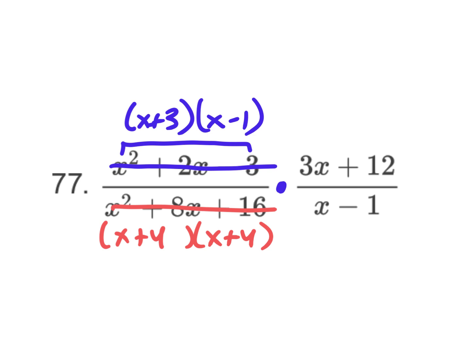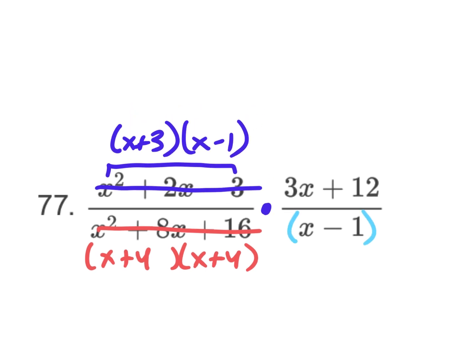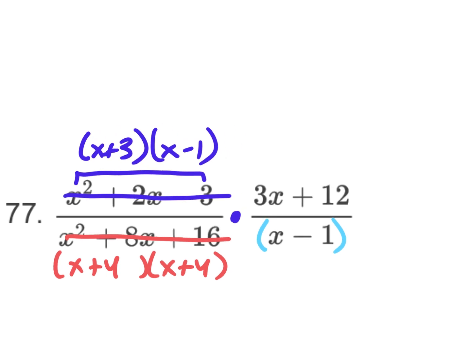Over here on the bottom right, I have nothing to factor. I just have x minus 1. So I'm going to go ahead and put it in parentheses so I see that it's together. And then in my top right, I'm going to factor out a 3. So I'm left with x plus 4.